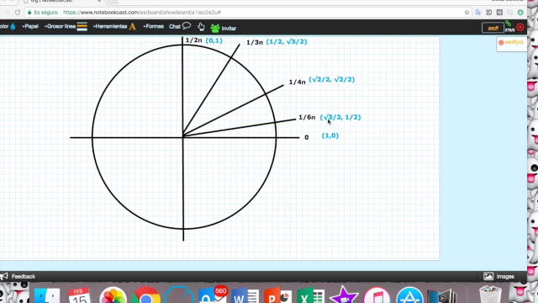Square root of 3 over 2, 1 half when it is a sixth of pi. Square root of 2 over 2, square root of 2 over 2 when it is a fourth of pi. 1 half, square root of 3 over 2 when it is a third of pi. 0, 1 when the value of pi is one half.